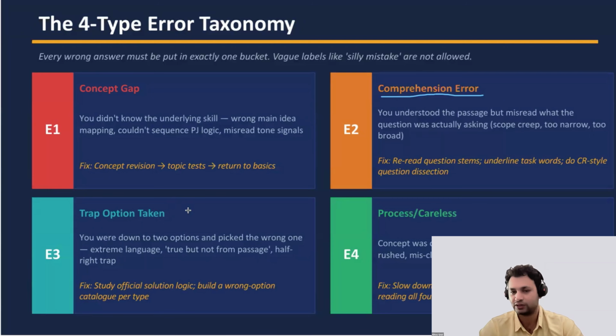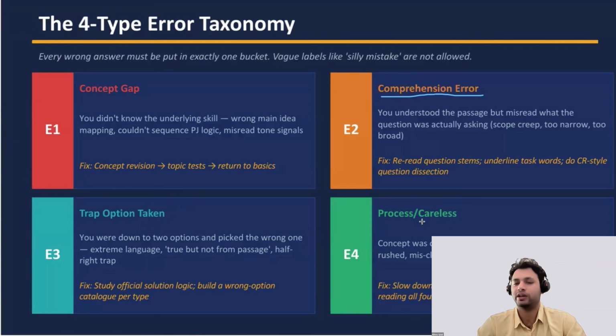This is very easy to fix. All you really need to do is read the options more carefully, revisit process of elimination lectures, revisit the banger lectures, and then you will get suddenly better at this. You just need to make sure that you are actually implementing all of this in your actual examination.